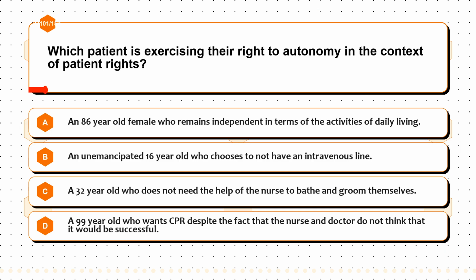Question 101. Which patient is exercising their right to autonomy in the context of patient rights? Here are the options. Option A, an 86-year-old female who remains independent in terms of the activities of daily living. Option B, an unemancipated 16-year-old who chooses to not have an intravenous line. Option C, a 32-year-old who does not need the help of the nurse to bathe and groom themselves. Option D, a 99-year-old who wants CPR despite the fact that the nurse and doctor do not think that it would be successful.